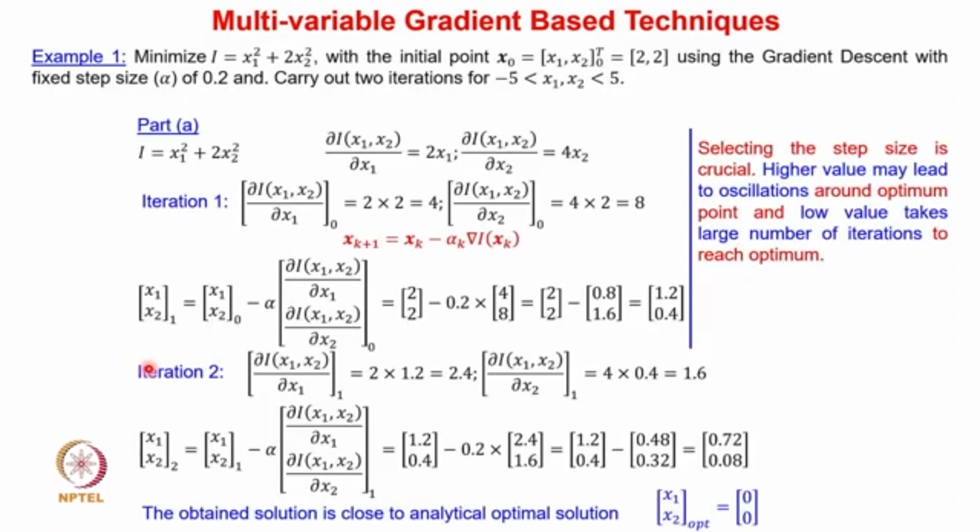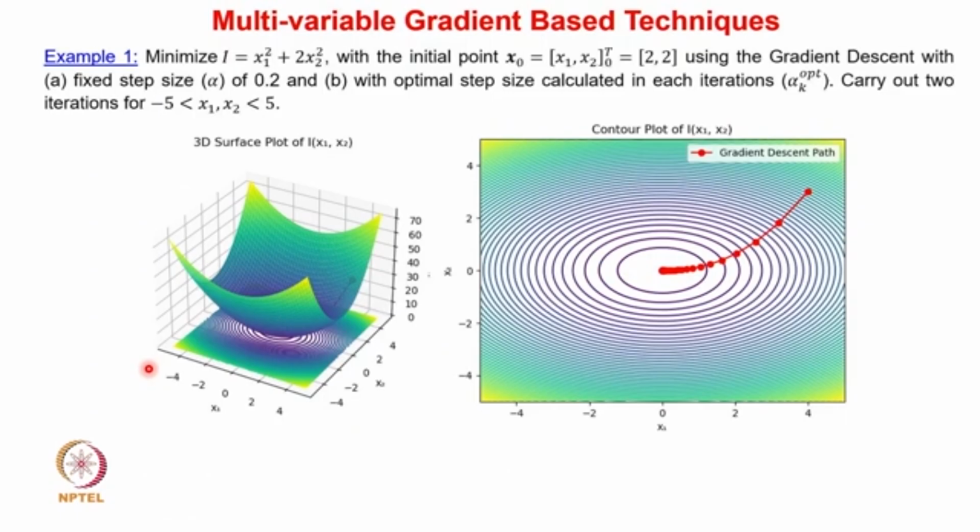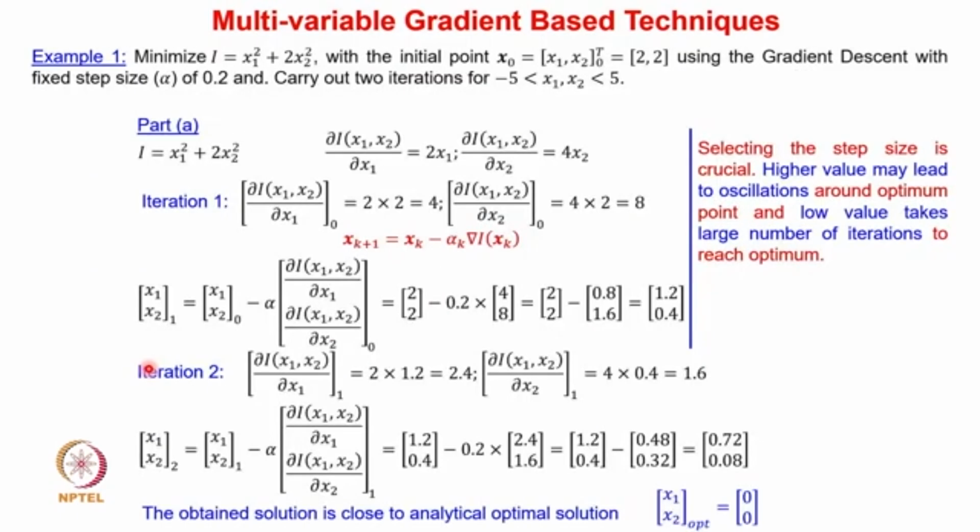So the same problem we have here. These were solved using the simulation package, whereas if we solve the same problem manually, let us look at how the manual solution works. Let's say the same objective function, the initial point is (2, 2), and we want to carry out the optimization using gradient descent with a step size of 0.2. So this is the objective function, I is given as x1 square plus 2x2 square.